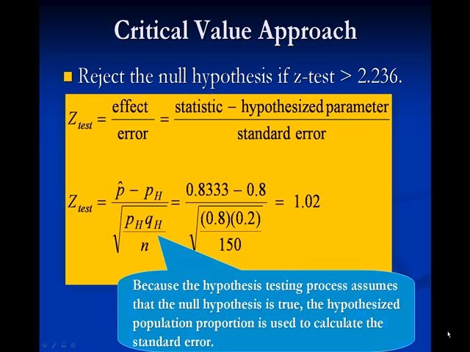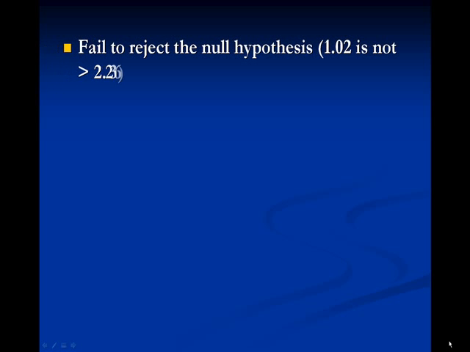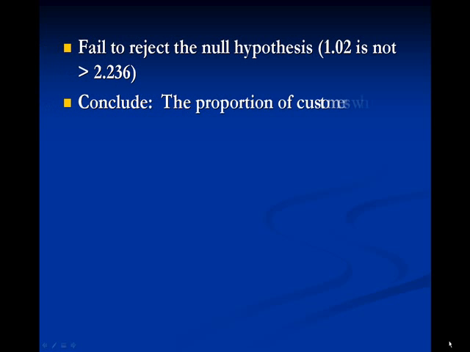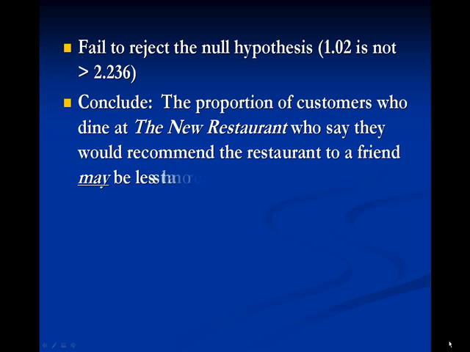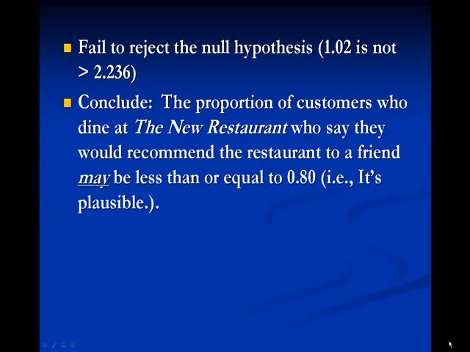This is what I was just saying a second ago. We're using the hypothesized population proportion to calculate standard error. So we're going to fail to reject H0. 1.02 is not greater than 2.326. And we're going to conclude that the proportion of customers who dine at the new restaurant, who then go on and say they would recommend the restaurant to a friend, may be less than or equal to 0.8. It's plausible.